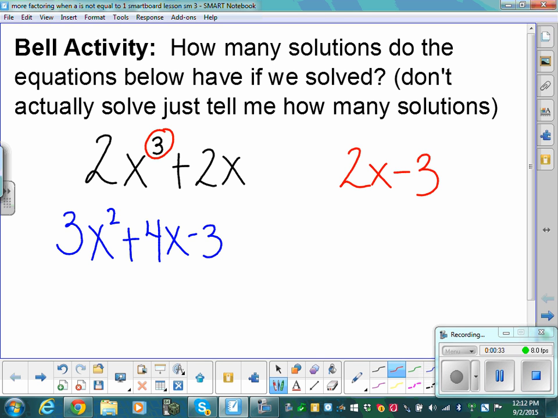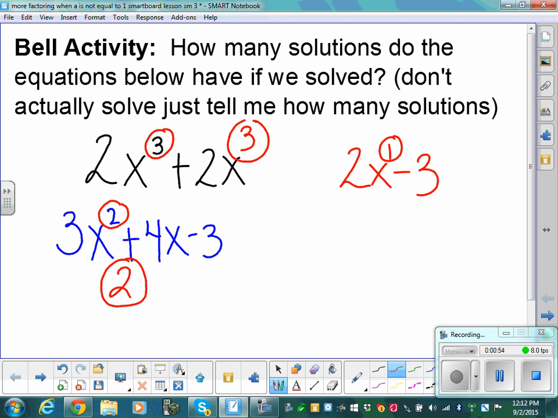So in this one, we would have 3 solutions. The answer for this one would be 3. You look at this next one, 3x squared plus 4x minus 3. You just look at the largest degree, that is 2. So this one will have 2 solutions, 2 answers. Solutions and answers are the same thing. And then 2x minus 3, this would have 1 solution because there's really a 1 there. So this would have 1 solution.